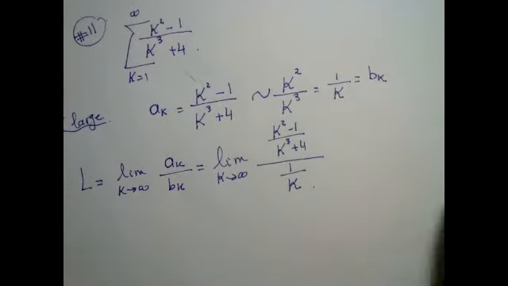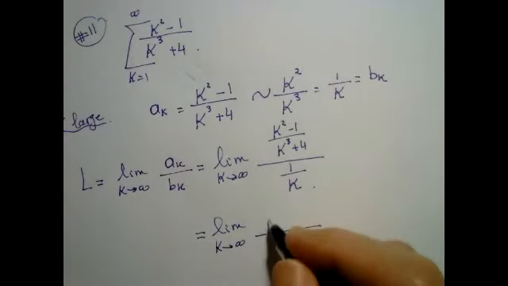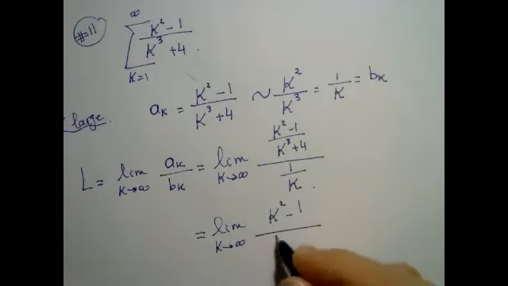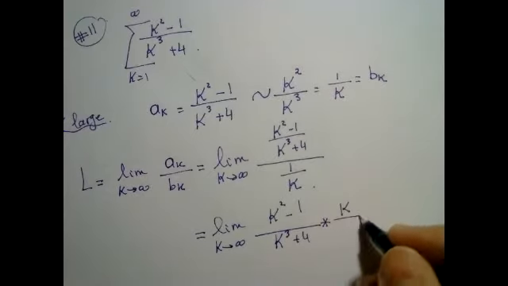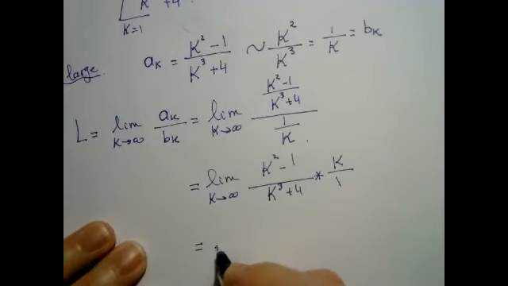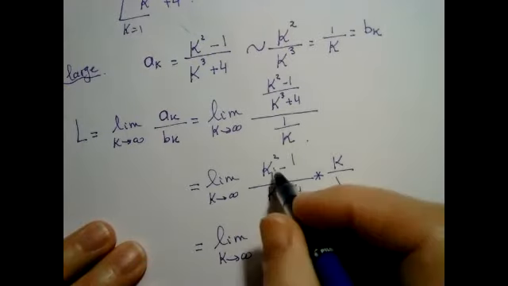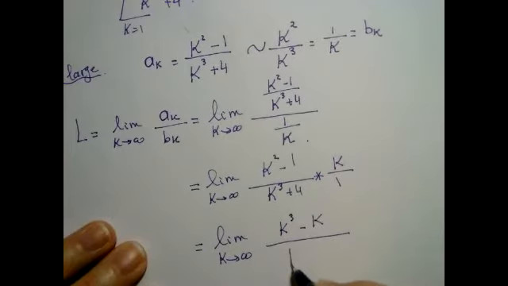Right now, the algebra kicks in. So this will be equal to K squared minus 1 over K to the power 3 times K over 1. I need to evaluate the limit of this expression. So this is going to be equal to the limit as K goes to infinity of K squared. I multiplied the numerator, giving me that, and the denominator, which gives me this.